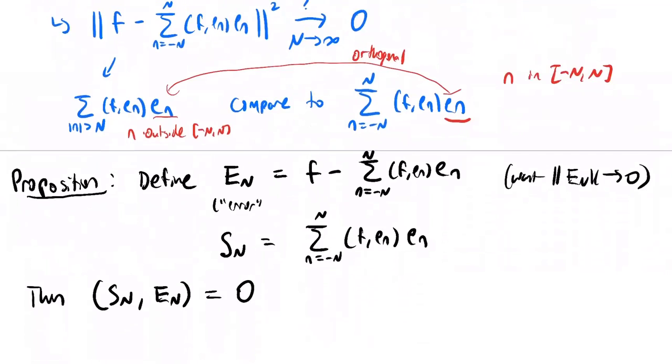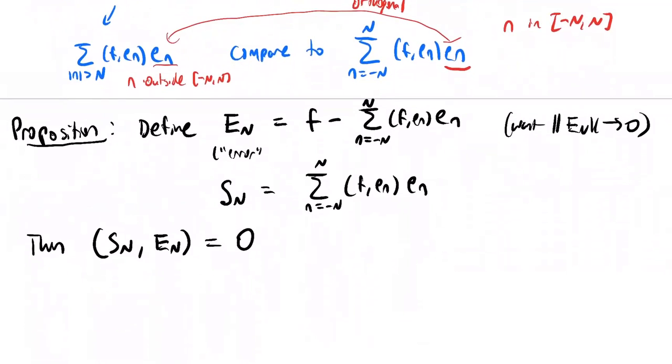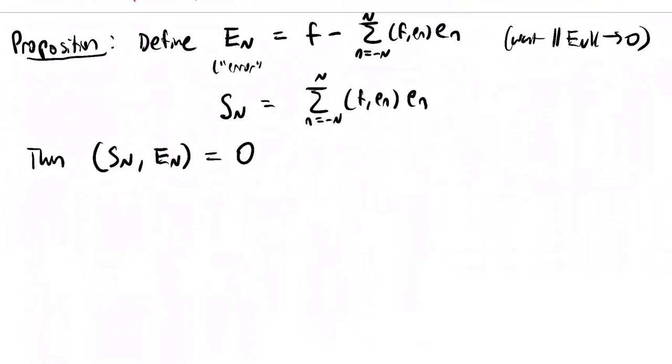It turns out that even if we don't know f is equal to its Fourier series, this is still the case. And so this is the content of the proposition. And so let's prove it. Right, so what we're going to do is just plug in and calculate, right? There's not much else you can do at this point.